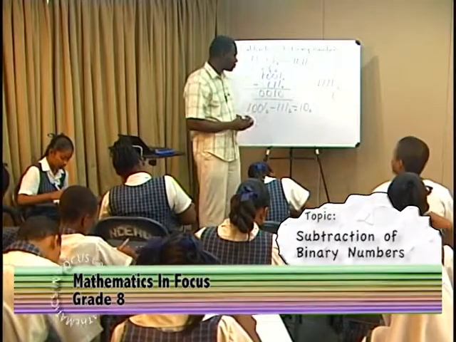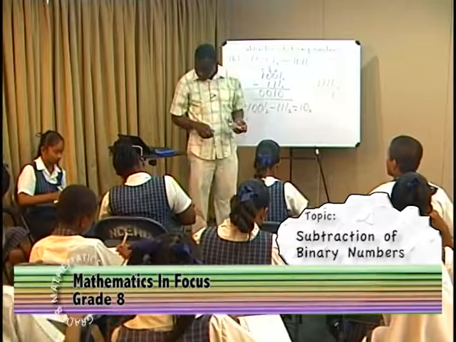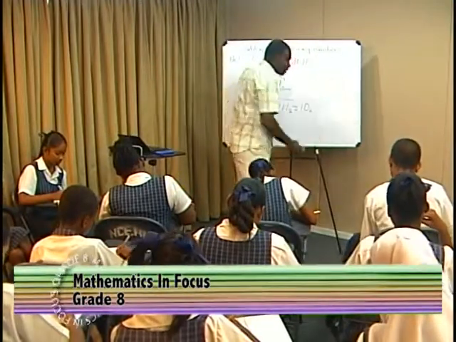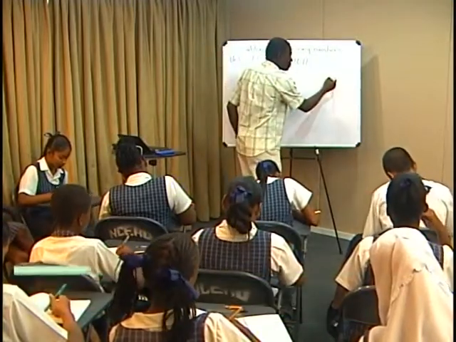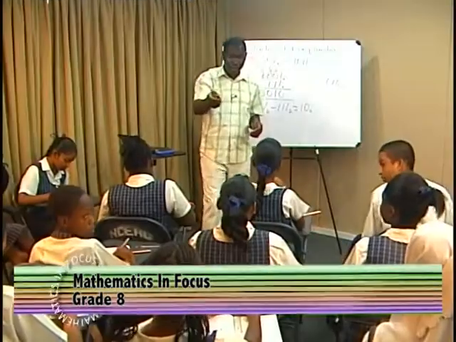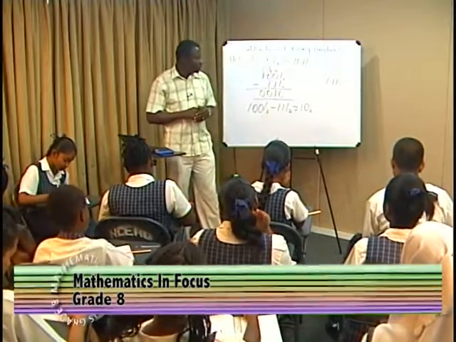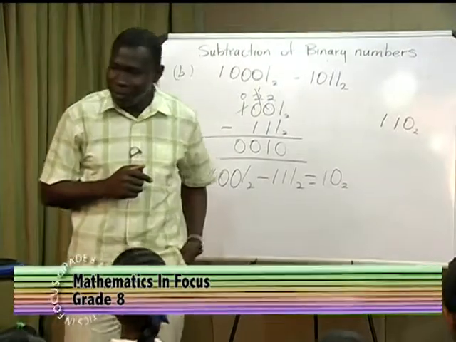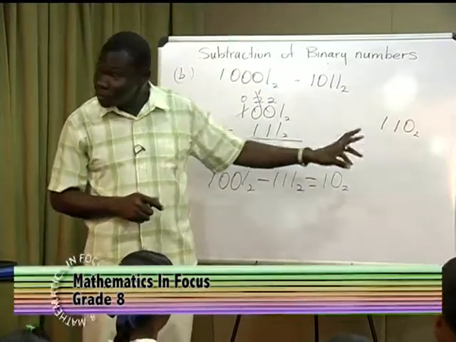110 base 2. Two persons finished. Danica finished and she's giving her answer. Harish, you finished too, and you're giving your answer. Yes, let me hear your answer, Danica. 110 base 2. Harish? The same answer you have too? Yes, sir. Good. So we have 3 different persons giving the same answer. Sure, nobody has something different? All of you agree with this? All of you agree with this?